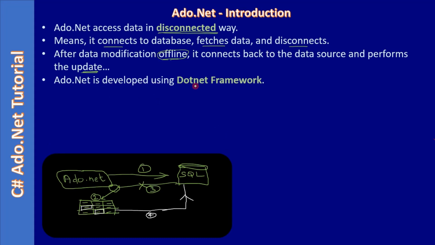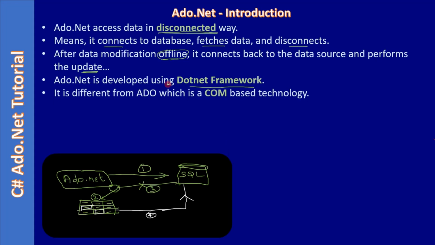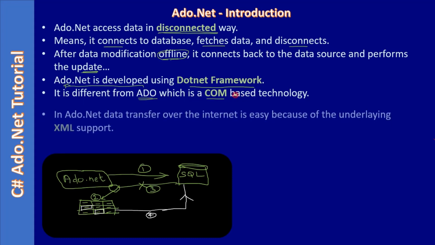ADO.NET is developed using the .NET framework. It is different from ADO, which is a COM-based technology. So ADO is the prior version of ADO.NET, right? Once .NET was released, Microsoft tuned this ADO and released ADO.NET. So ADO.NET is different from ADO, and ADO is a COM-based technology.